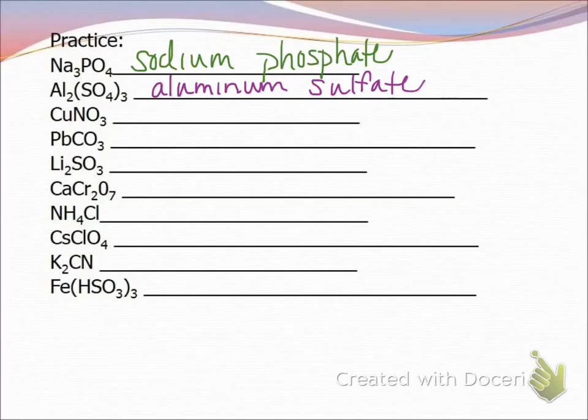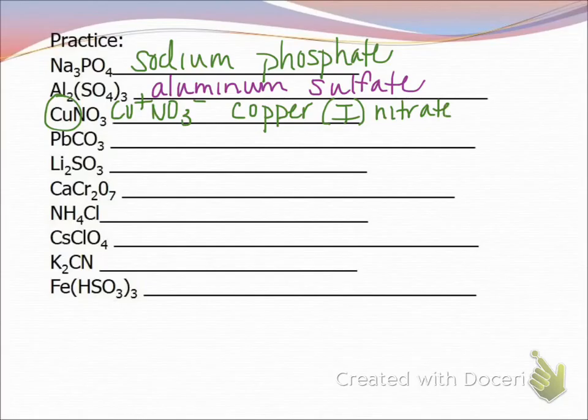This next one is copper nitrate. But is it copper 1 or is it copper 2? So what we have to look at is we have to know that nitrate is a -1. The fact that it only took 1 copper and 1 nitrate must mean that it must be the +1. So we would call that copper 1 nitrate.